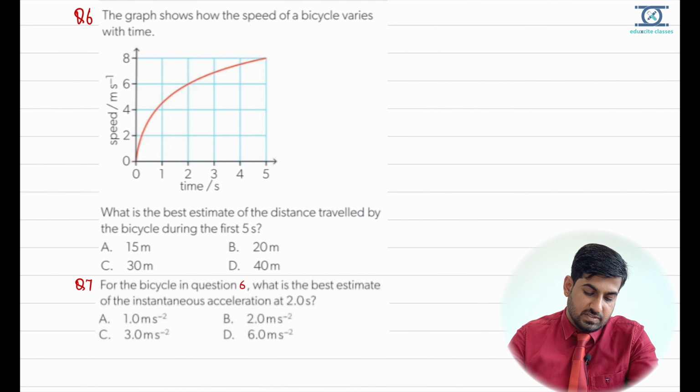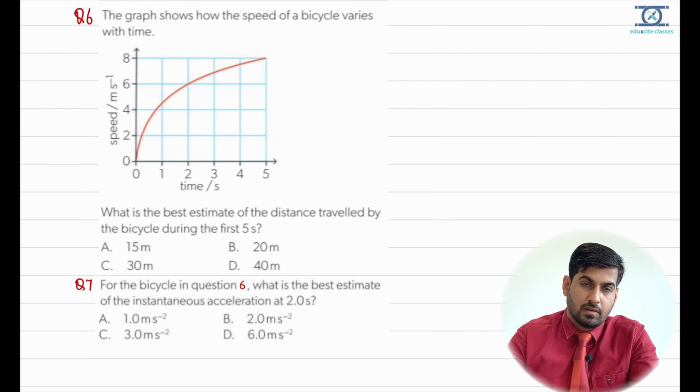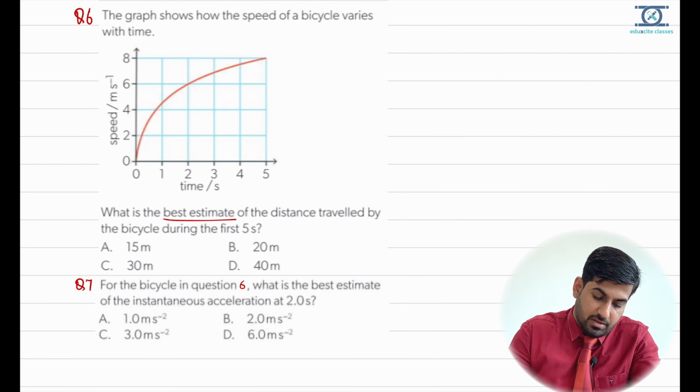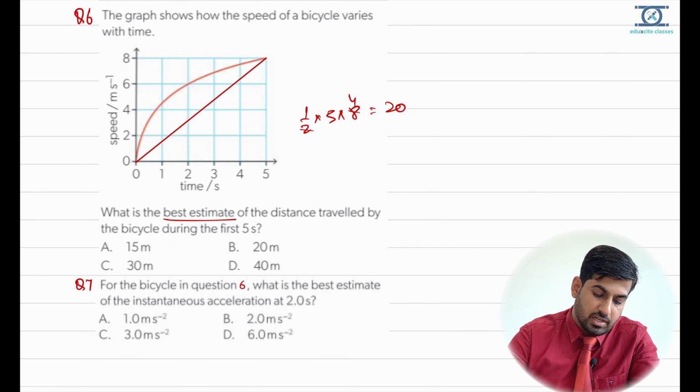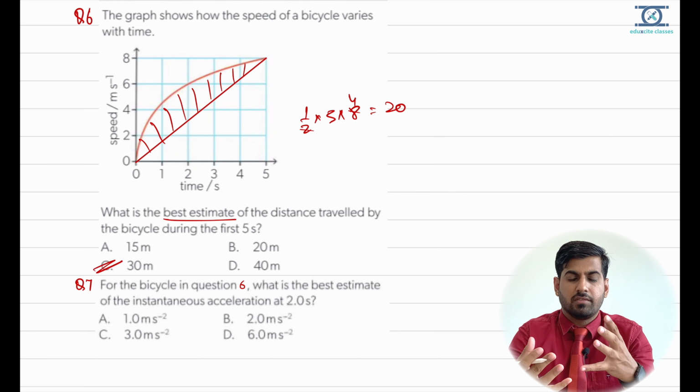Now solve question number 6 and 7 in one go. Okay. So the best estimate, we have to give an estimate because it's a curved line, we cannot find out the direct answer. So whatever we can do, half base into height, so half into 5 into 8, this will give you 20. So it will be greater than 20 because we have not considered this part, and it cannot be 40. So the option is C, right? So option will be C, or you can just calculate or give a rough estimate.